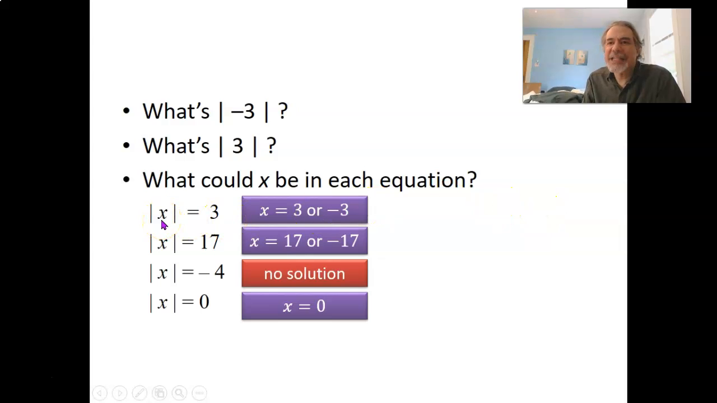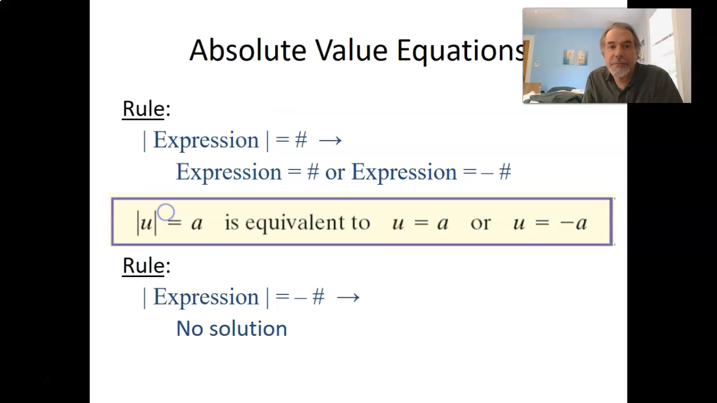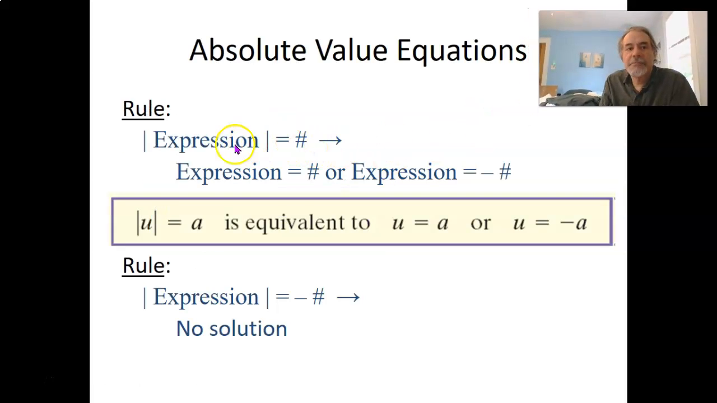Now, what if it's not just x, but something more complicated inside those absolute value bars? What if we have the absolute value of some expression involving x? Well, the rule is when the absolute value of some expression equals some number, that breaks down into two possibilities. The expression can equal that number, or the expression can equal negative that number. It can equal the positive or the negative. That's assuming the number was positive to begin with. If the absolute value was supposed to be equal to a negative number, then there would be no solution. We could right away say, can't happen, no solution.